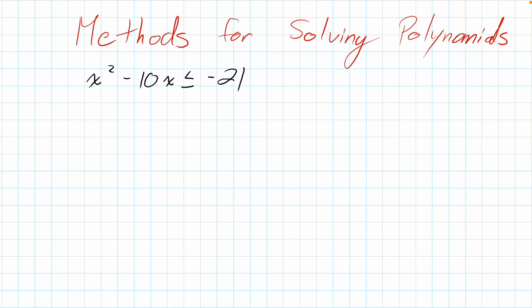She told us to add the negatives. Yeah, that works. Okay, so we'll call this methods for solving. I put polynomials, even though that looks like a D. I lied. I mean inequalities. That's what we're doing.